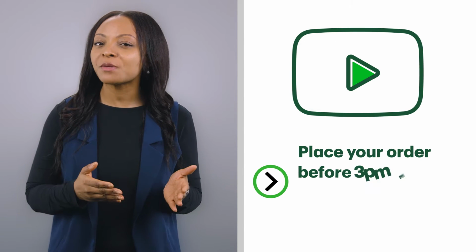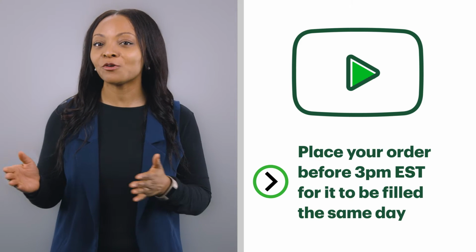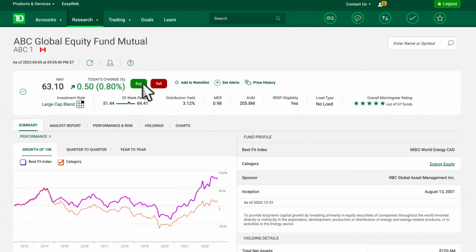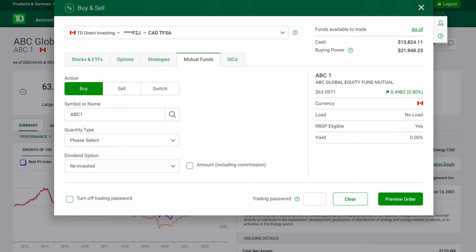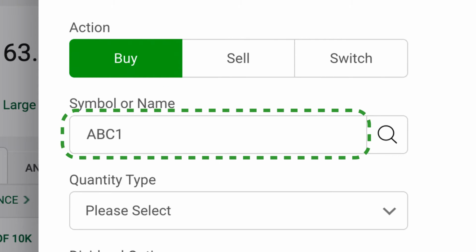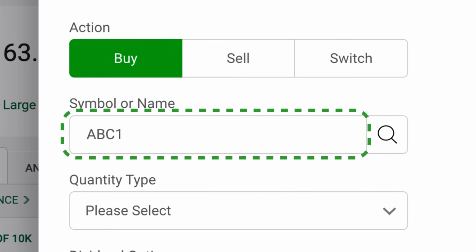Just remember, you need to place your order before 3 p.m. Eastern for it to be filled that same day. Otherwise, it'll be executed on the next business day. If you clicked on the Buy button from one of the research tools or product pages, then the action is already set to buy, and the mutual fund symbol will be entered for you. If you access the trade ticket a different way, you'll need to make those selections.